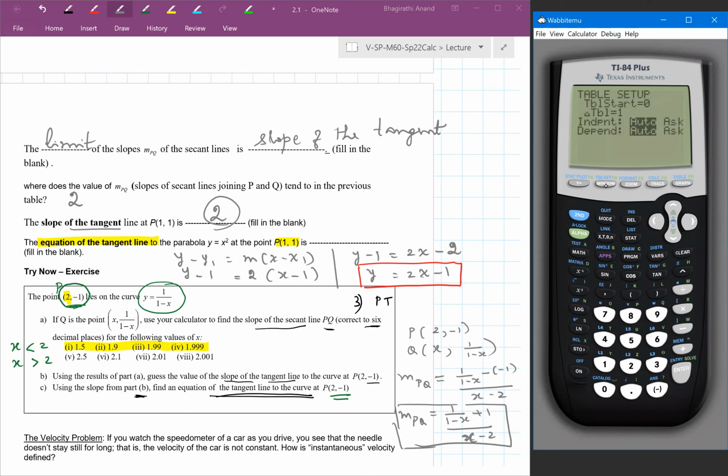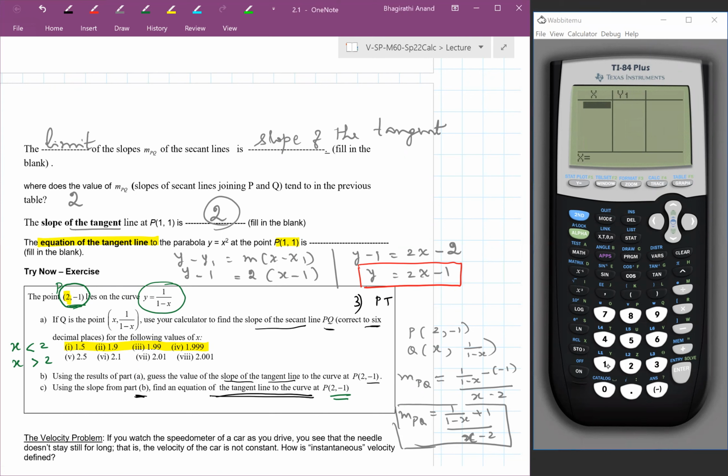Then you make sure your table set is, as we mentioned earlier, that the independent variable is in the ask mode. Hit enter. Now you're going to the table and then you're going to input the values that are given. So I've created a table right below with the point 1.5 for the first value, that is equal to 2. Then 1.9, that is going to give us 1.1111. So these are the values I'm going to be plugging in, filling the table.